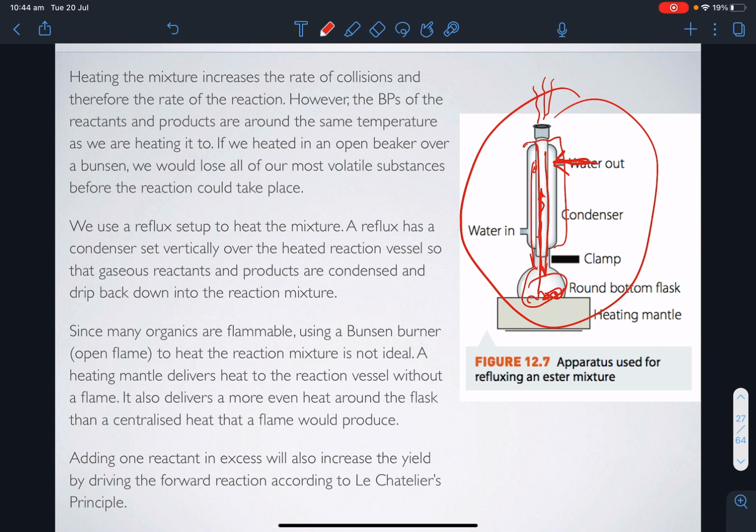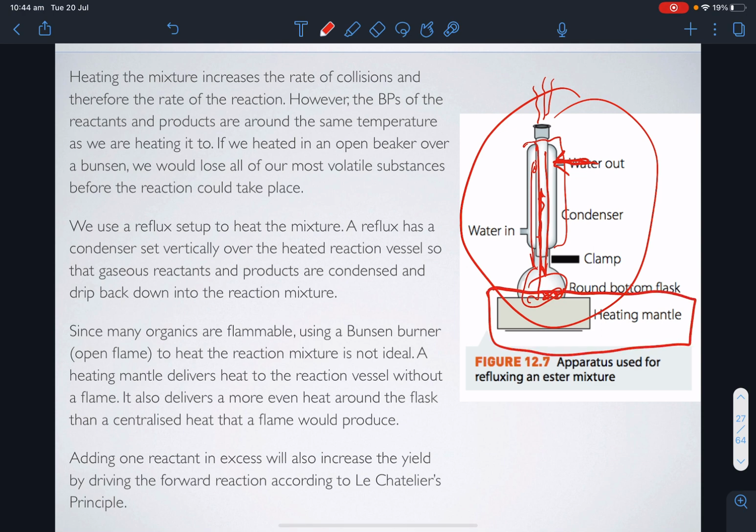Also, the danger with heating up is that many of these organics are flammable. So using a Bunsen burner or an open flame is not ideal. It's not too bad if you're doing it in a fume cupboard, but what is ideal is, look what they've got here.